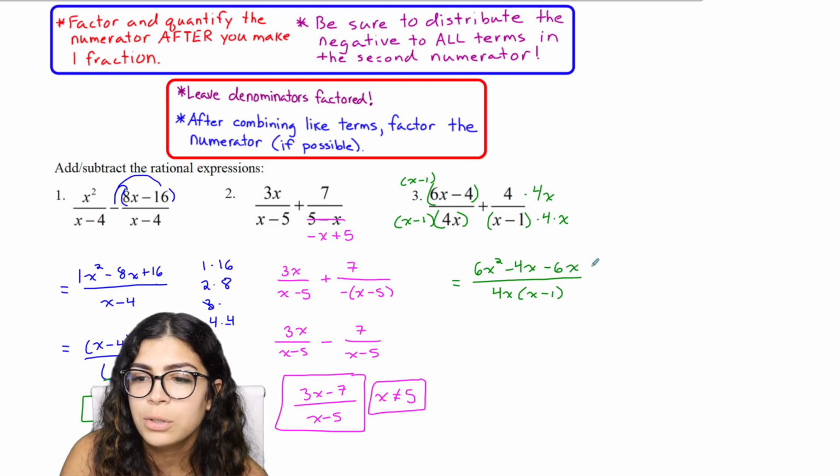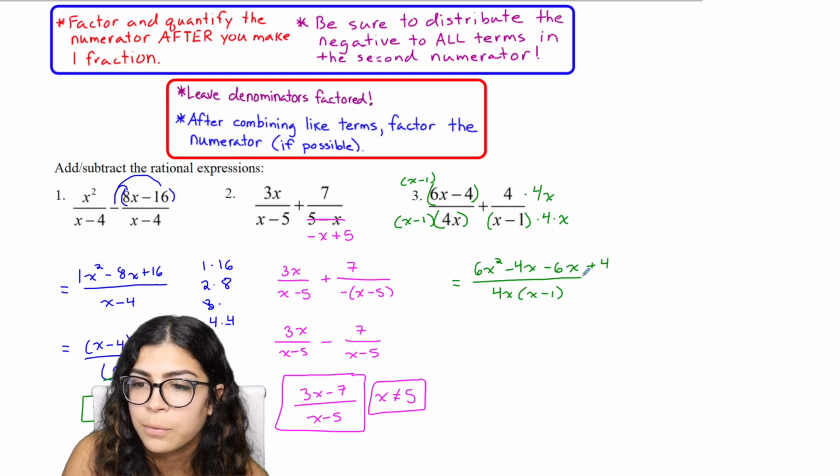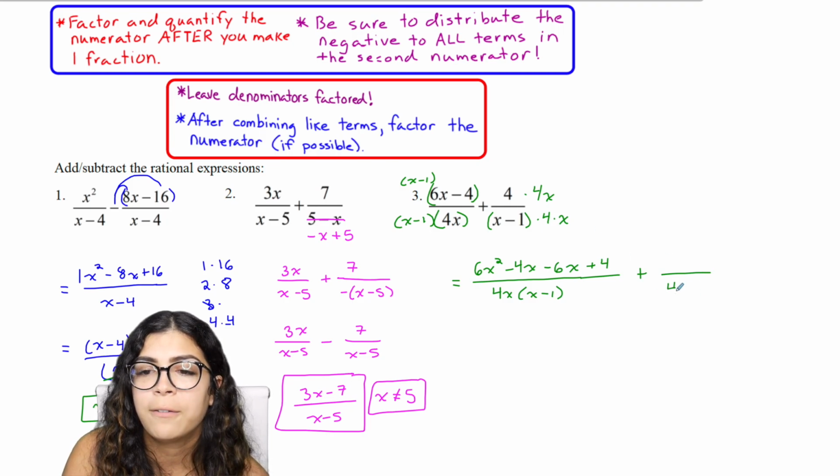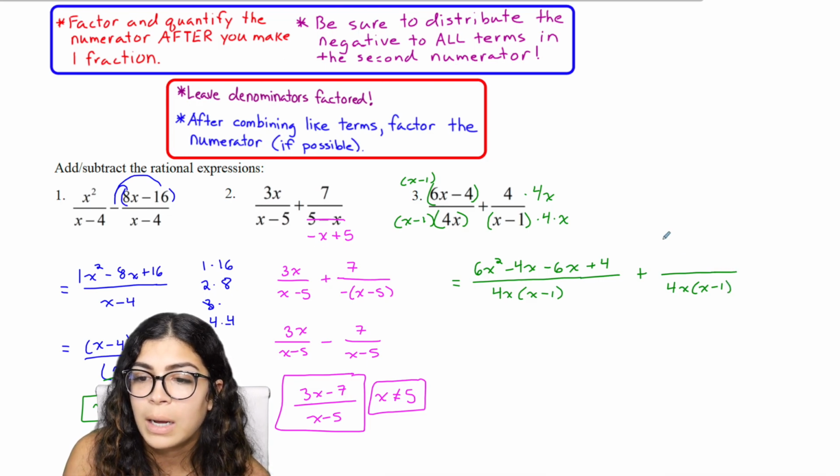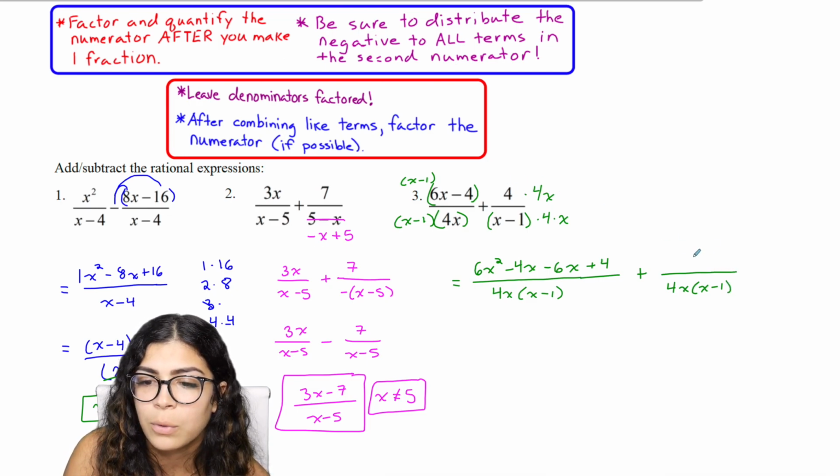On the second fraction, we have the same denominator, right? The 4 times x minus 1. And in the numerator, we have 4 times 4x, which would be 16x. So now that the denominator is the same, right, it stays the same for my result.